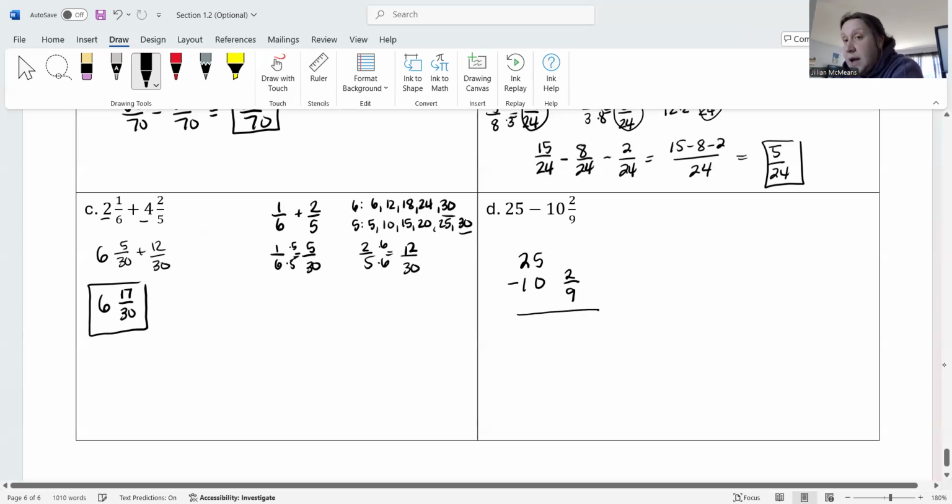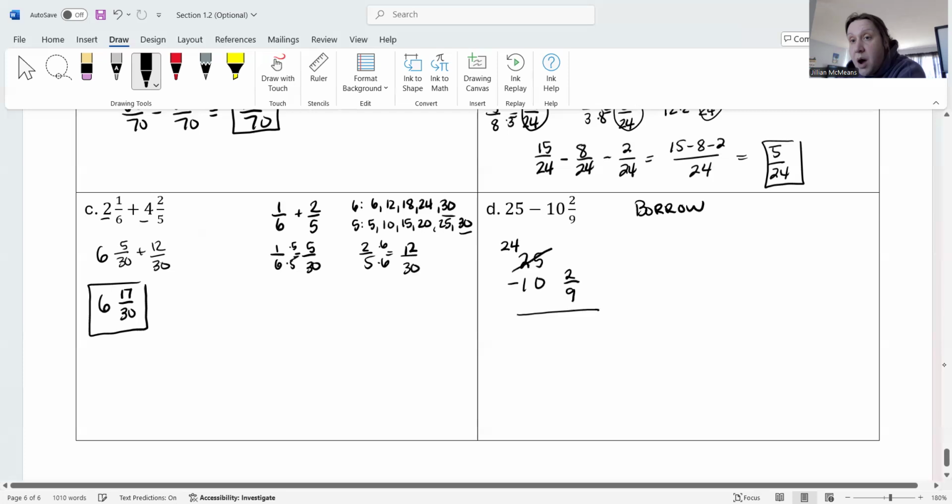Now, the directions tell us to subtract the whole numbers and then subtract the fractions. Well, I could certainly subtract the whole numbers, but there's nothing to subtract 2/9 from. So we have to borrow. So the only thing we can borrow from is the 25. So I want to borrow 1 from the 25. That's going to make this 24.